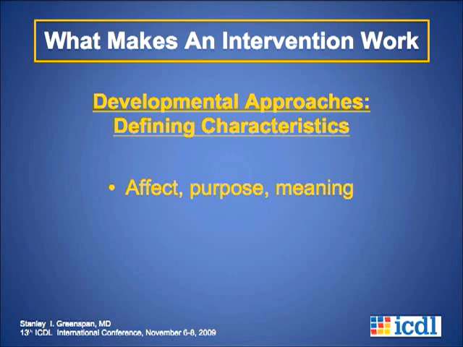Now, developmental approaches, which is at the heart of when we intervene to help a child grow further, there are general characteristics, okay? The first and most important one, I believe, is affect, purpose, and meaning. And what do we mean by affect, purpose, and meaning? Affect or emotion leads to a sense of purpose, which eventually leads to a sense of meaning in terms of what a person says or does.